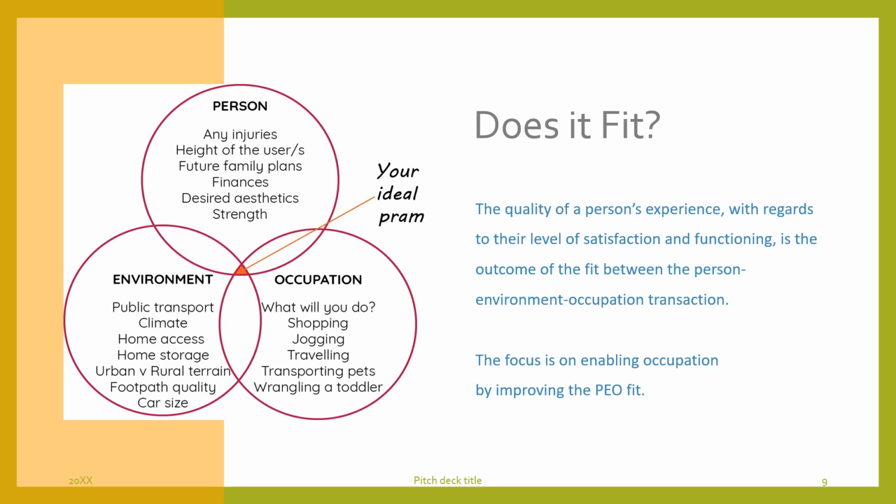And this is just an example here where it shows you some questions to ask. For the person, if they've had any injuries, their height, future family plans, finances, desired aesthetics, what is their strength. Then for their environment, things they would look at would be public transport, climate, home access, home storage, urban versus rural terrain, footpath quality, car size. For occupation, what will you do: shopping, jogging, traveling, transporting pets, wrangling a toddler. So those are some examples of what it might look like.